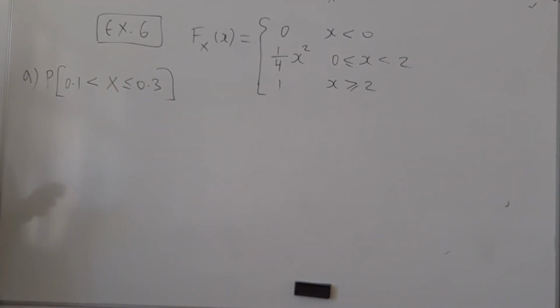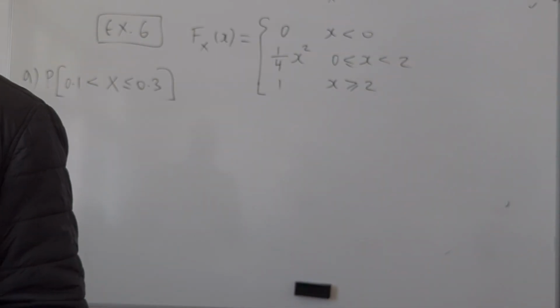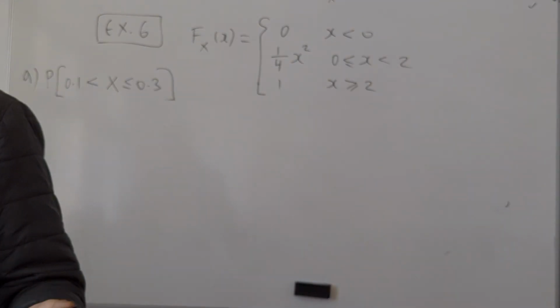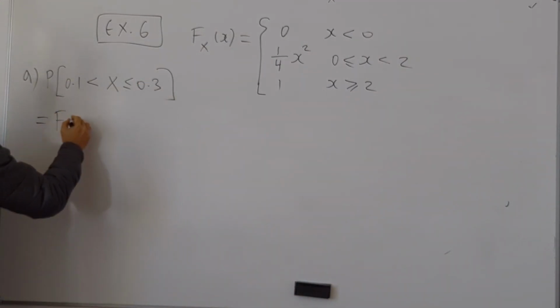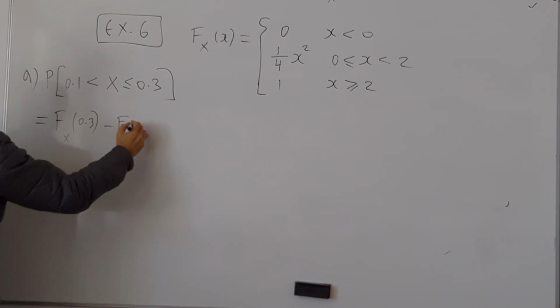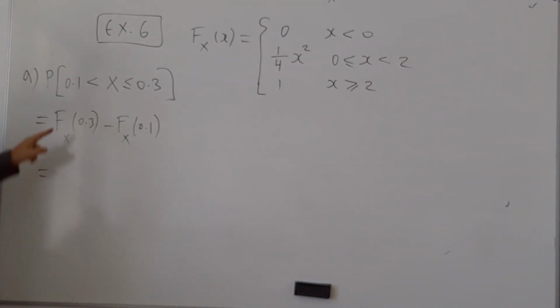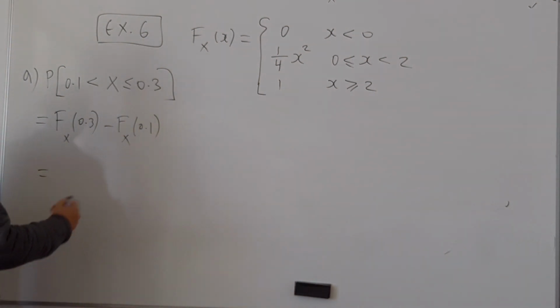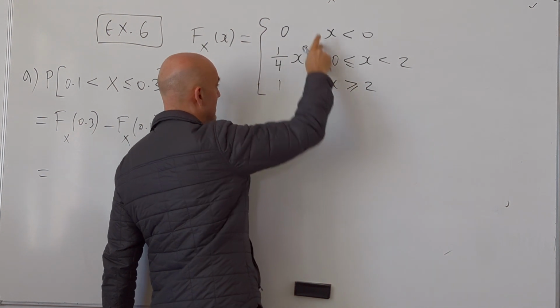How do we calculate this? Now here we will use rule number 3 to calculate probabilities with the distribution function. So what we do is the big F in the upper limit minus the big F in the lower limit. And now I need to apply the distribution function. So it's the output of the distribution function here with input equal to 0.3. Both 0.3 and 0.1 are between 0 and 2, so I apply only this expression.